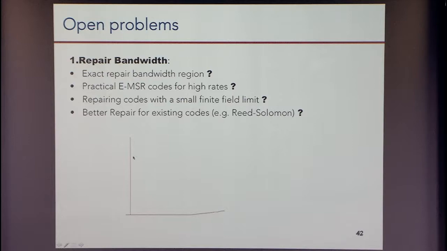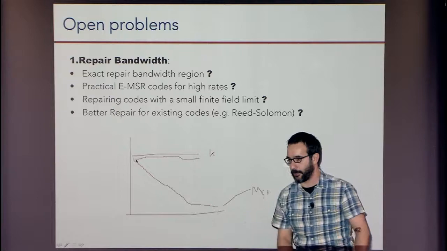So the trivial thing is k, so it doesn't change as you increase k. And this is the MSR point. Right? Okay. And the thing that we have is basically just a constant away from this. So this is constant, and this is approaching constant here. So there's a ridiculous, embarrassing gap for Reed-Solomon, and I don't know where the truth lies.